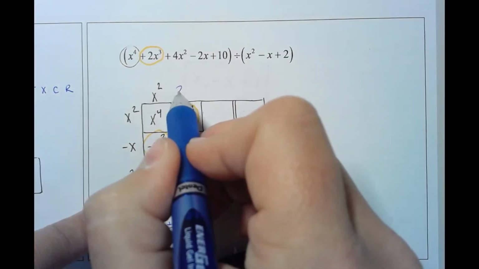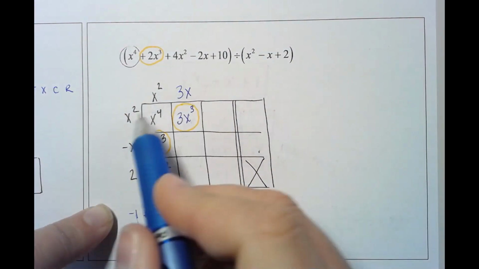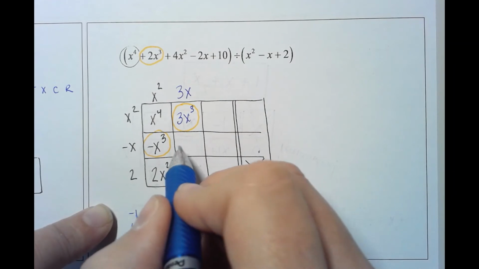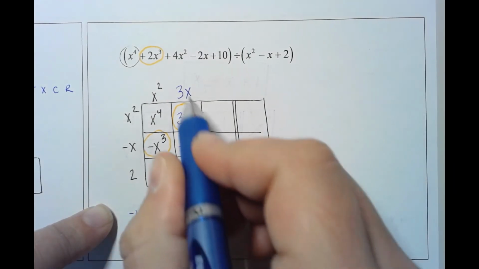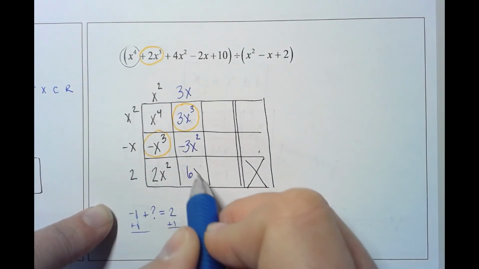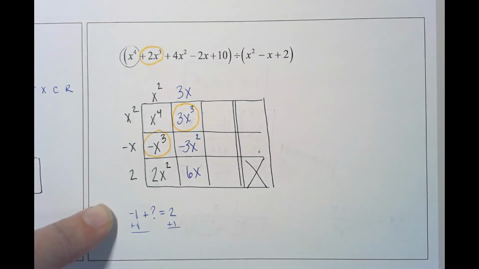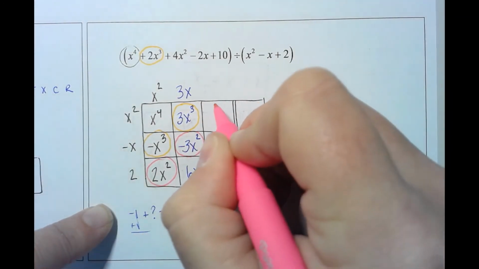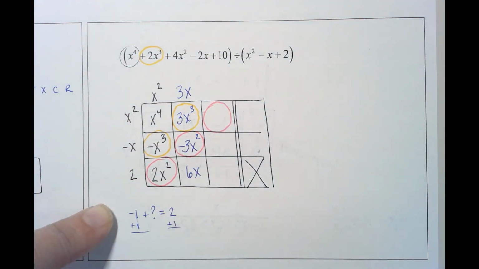I'm going to need a 3 and an extra x. 3x times x squared gives me 3x cubed. 3x times negative x gives me a negative 3x squared. 3x times 2 gives me a 6x. All right, so my next diagonal has already been started and a lot of it's filled in. Those are all my squared terms.